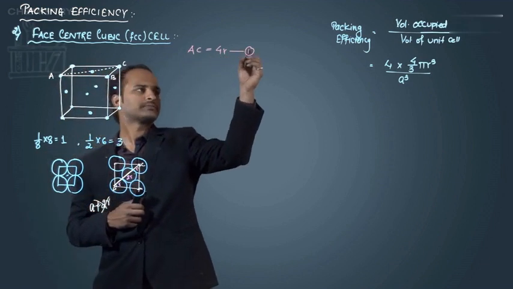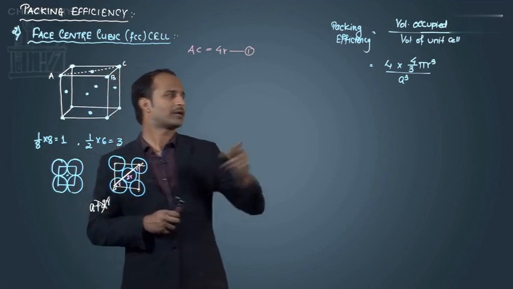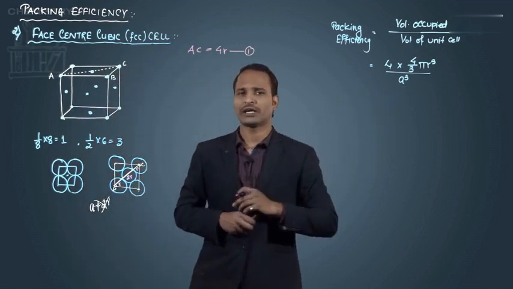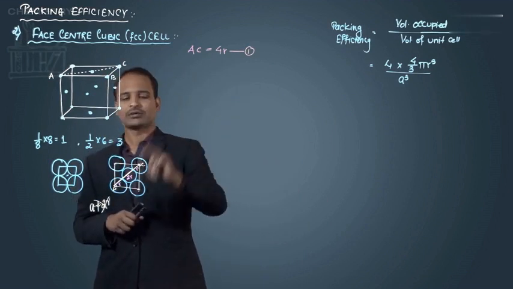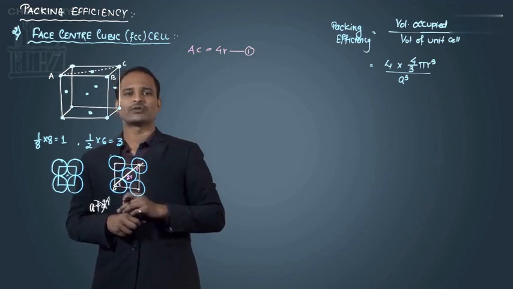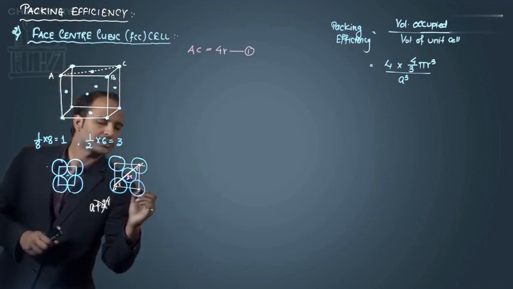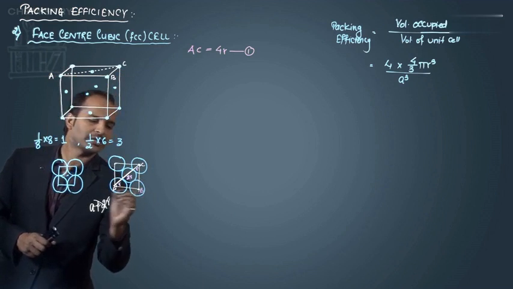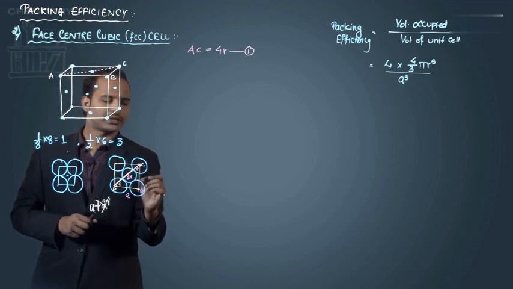Equation number 1. Now we have to finally determine the relationship between A, the small a that is the edge length, and the radius R. To get that relation, we need to find AC in terms of A. This is point A, this is point C, and this is point B. So AB is equal to A, that is the edge length. BC is again an edge length, that is A.